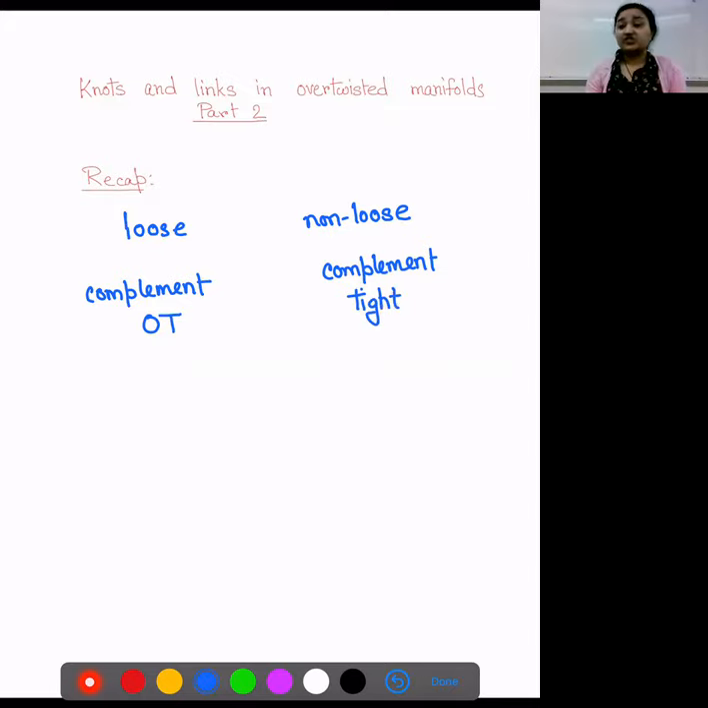At the end of part 1, we saw Etnyre's result, which coarsely classifies loose null homologous knots. By classification, I mean that loose null homologous knots can be determined by their classical invariants, that is TB and rotation number. And yes, it needs to be null homologous. So the question was, what about loose links?